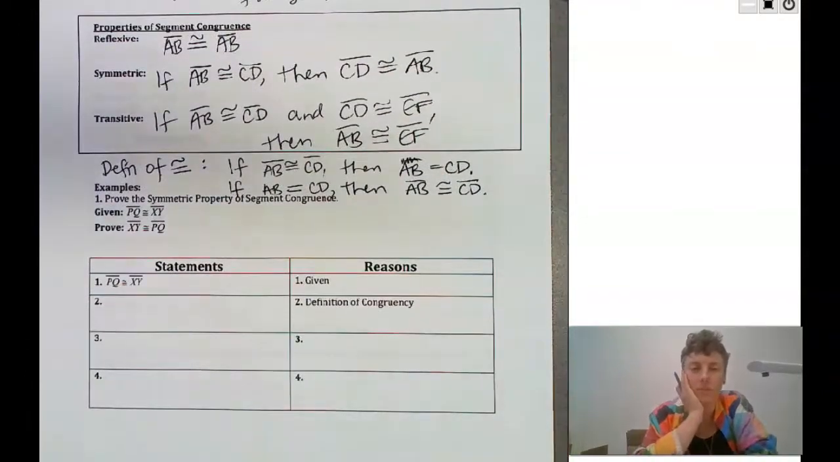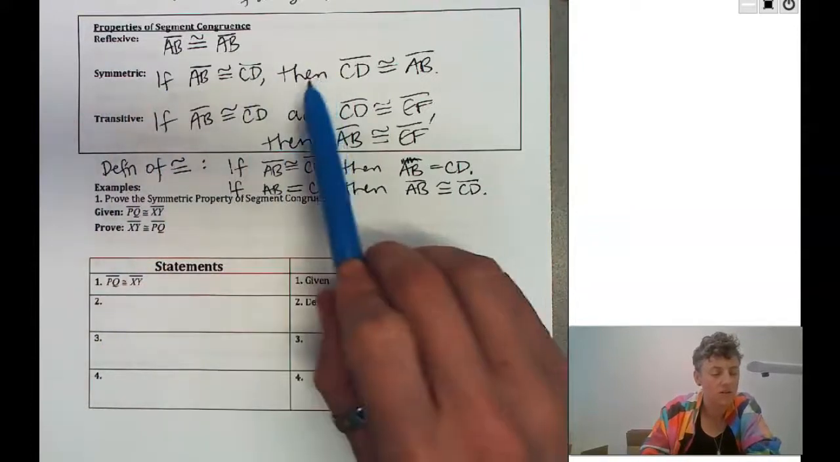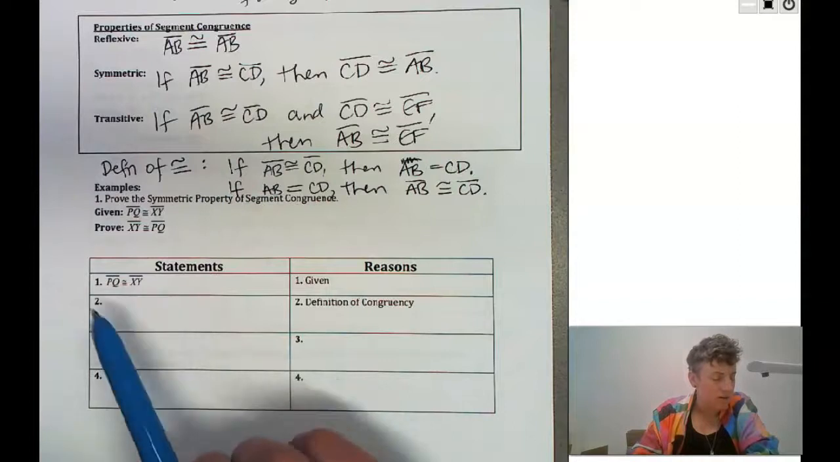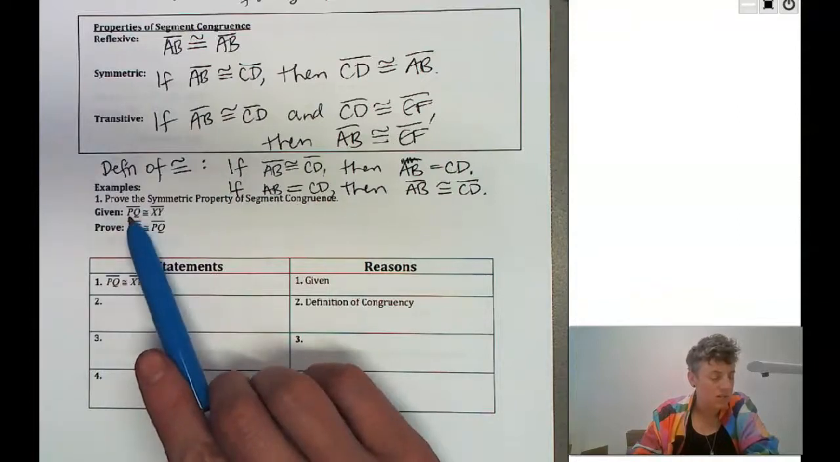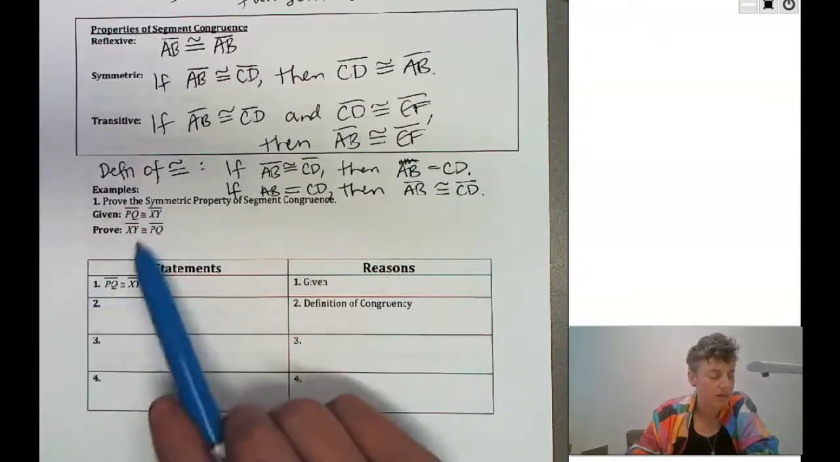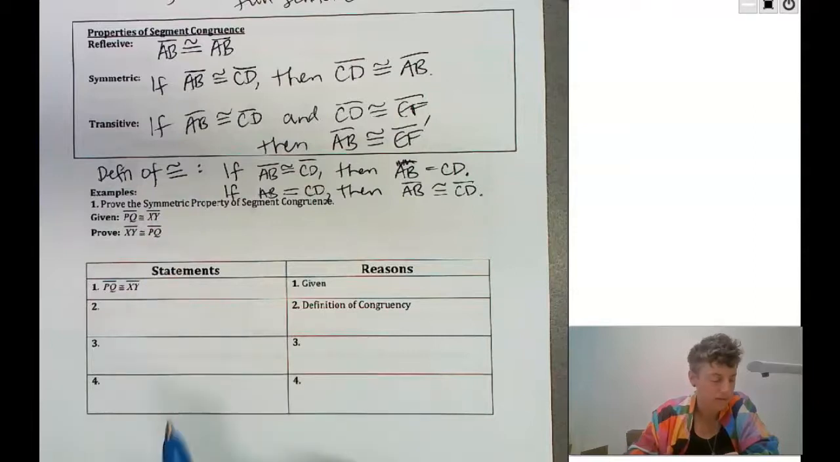All right, example number 1. Prove the symmetric property of segment congruence, which was this property here. If AB is congruent to CD, then CD is congruent to AB. We're going to prove that is true. Why is that true? Well, let's see here. We are given that segment PQ is congruent to segment XY. We are going to try to prove that segment XY is congruent to segment PQ.